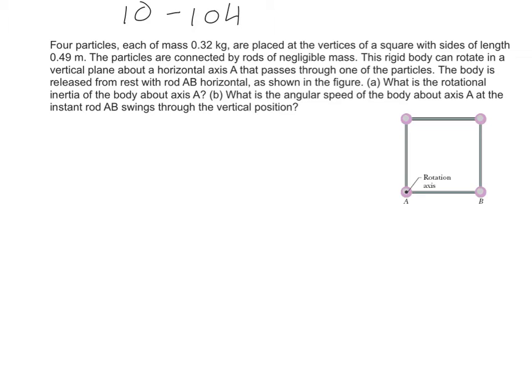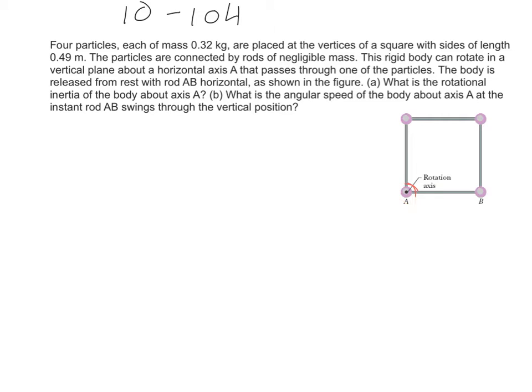As you can see in this problem, we have a square with 4 point masses, and we're asked to consider a few things. First, we're asked to find the moment of inertia, or the rotational inertia of the object, about this axis at point A that is shown. And second, we're asked to find what the angular speed is about that same axis after it swings to where rod AB is in the vertical position.